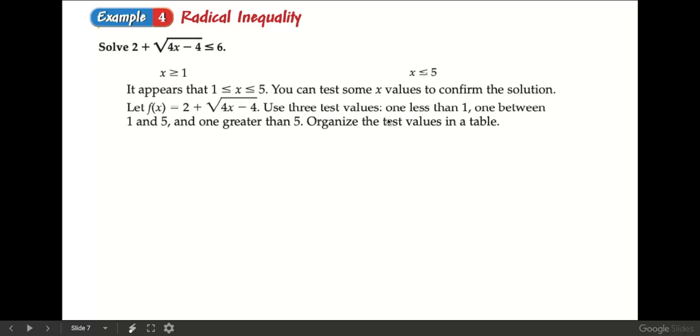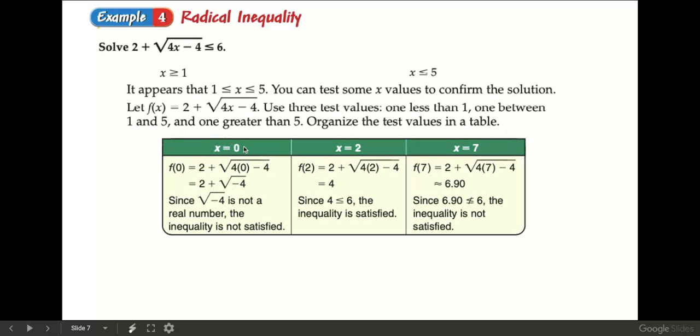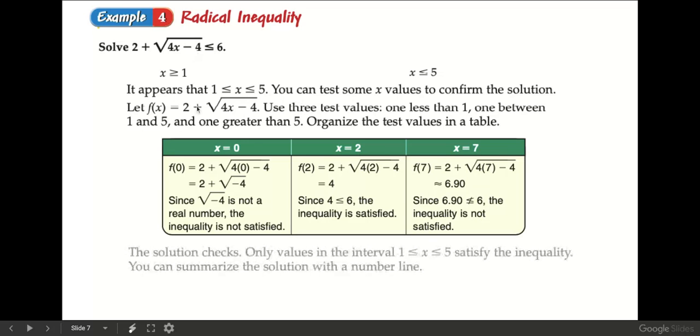You can test some x values to confirm the solution. So again, if we took our original inequality and tested it for those values that we got, we can test 0, we can test 2, we can test 7. 0 is less than 1, 2 is greater than 1 but less than 5, and 7 is greater than 5. So testing that, when you plug in 0, it doesn't work. If you plug in 2, it does work. And if you plug in 7, it does not work. So this does prove that we have all those points in between.